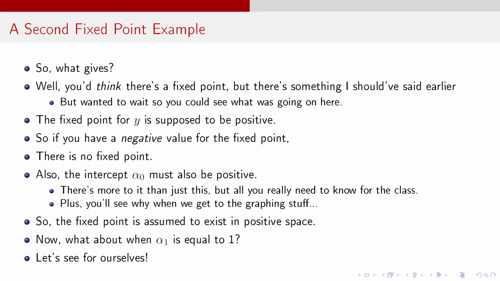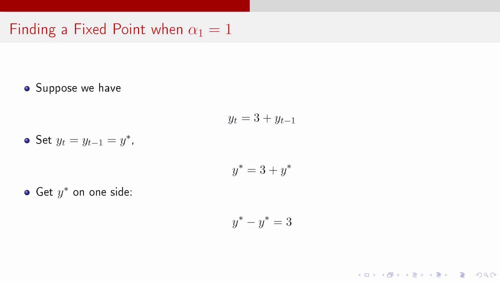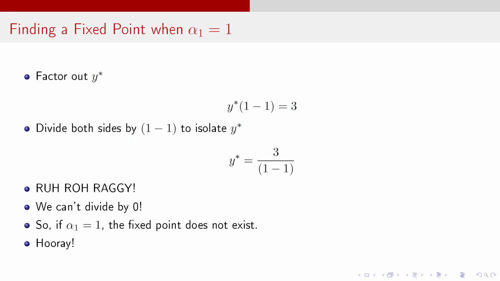All right. Let's see what happens. Well, I now have yt equals 3 plus yt minus 1. Again, I set yt equals yt minus 1 equals y star. So I have y star equals 3 plus y star. Get y stars on one side. I get y star minus y star equals 3. I'm going to factor out that y star, have y star times 1 minus 1 equals 3. Divide both sides by 1 minus 1 to isolate y star. I get y star equals 3 over 1 minus 1.